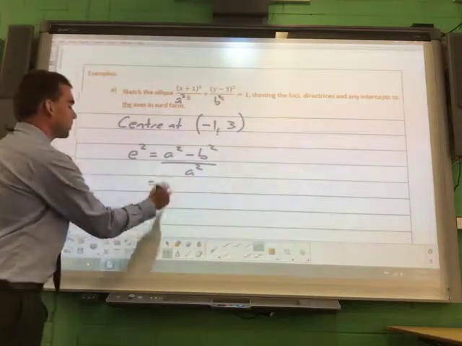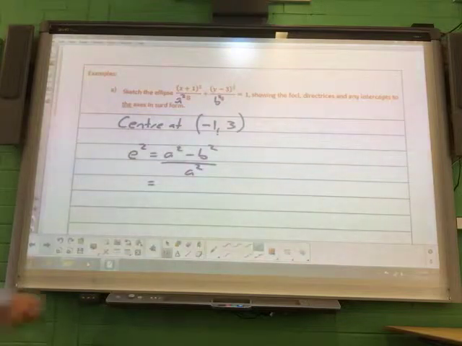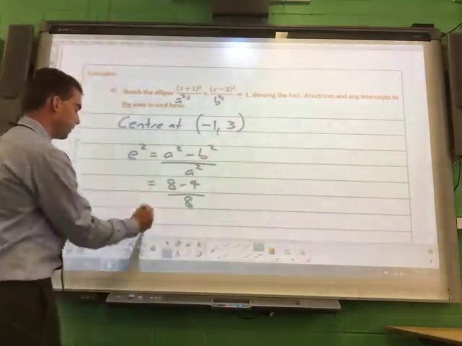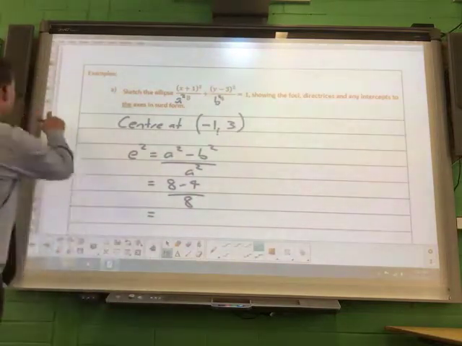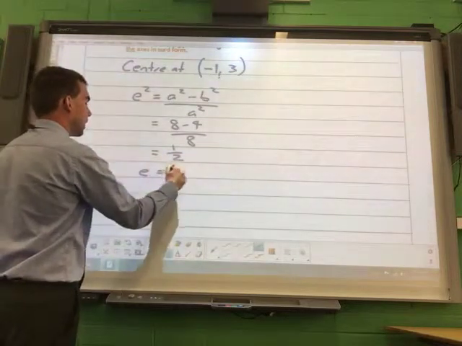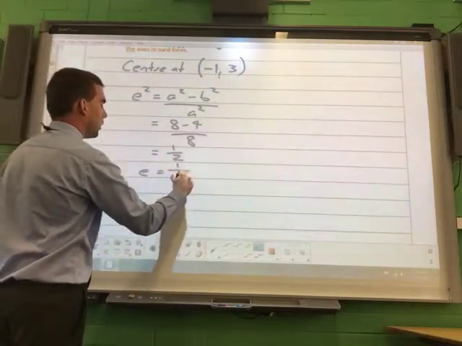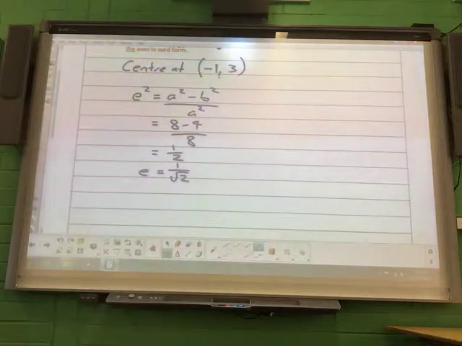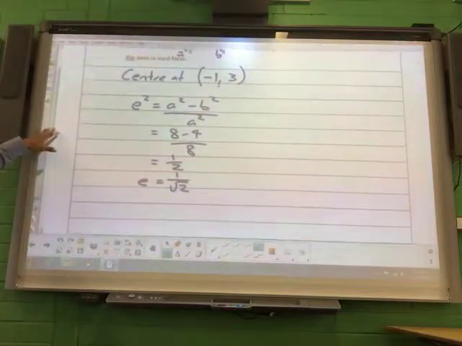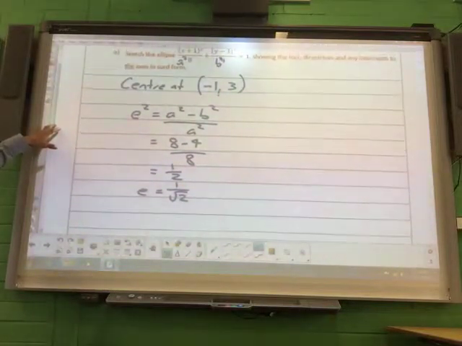Okay, so it's going to be 8 take away 4 over 8, which is going to be a half, so E is going to be 1 on root 2. Which matches our definition of the ellipse because the eccentricity has to be less than 1 for it to produce an ellipse. Okay, so those sort of things we need to keep in mind. Okay, so now we've got the value for eccentricity.